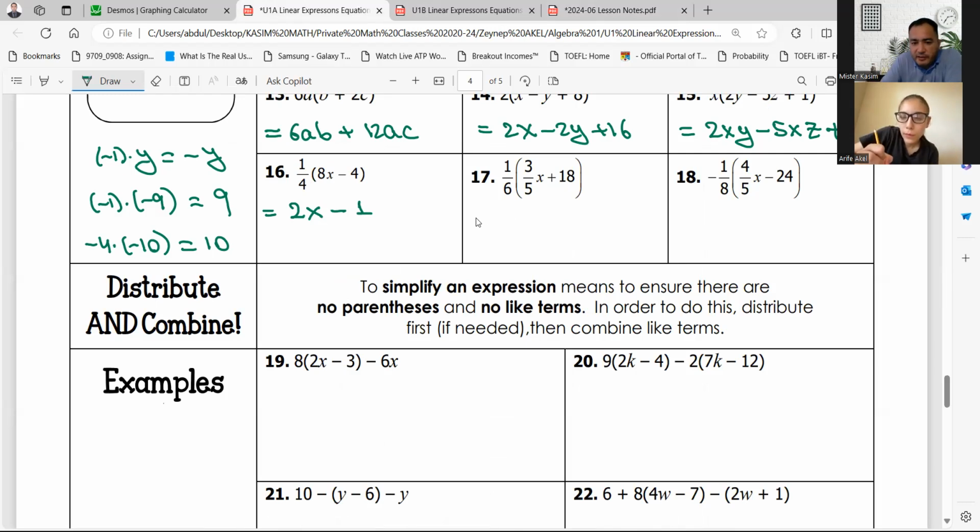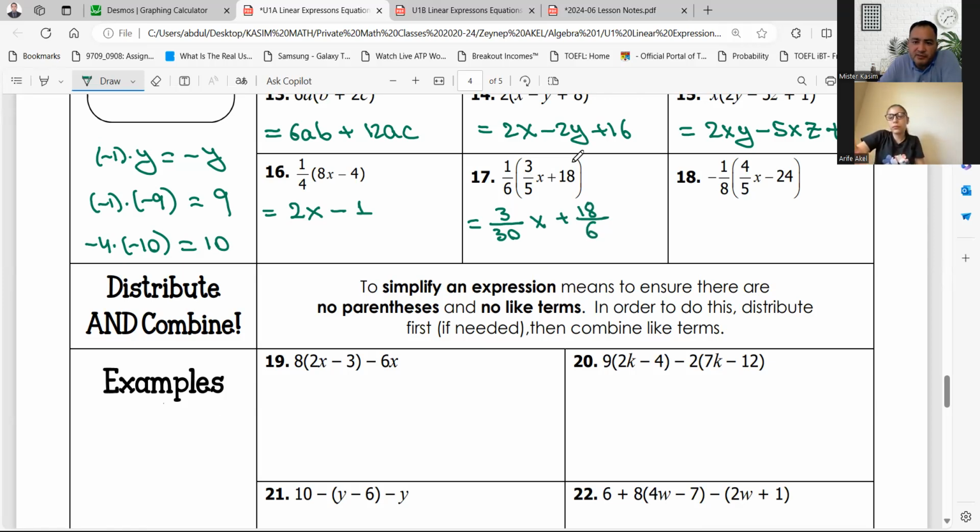And how about here in this question? You see, I'm multiplying a fraction by another fraction. 1 times 3, it is 3, right? 6 times 5, it is 30, right? Here we have x. Now it's a whole number. 1 times 18 it is 18. And here we have 6.